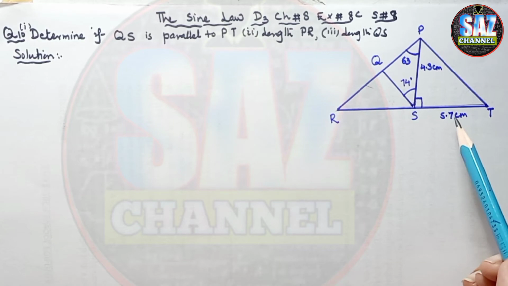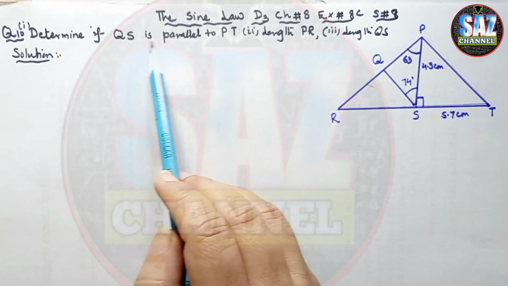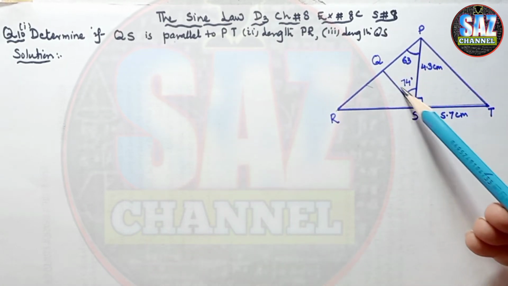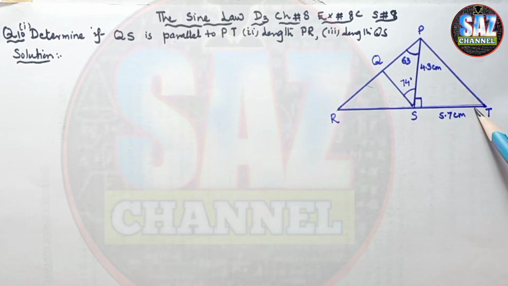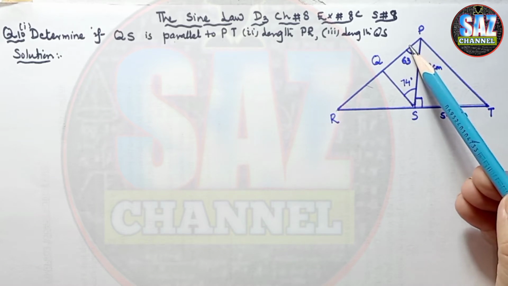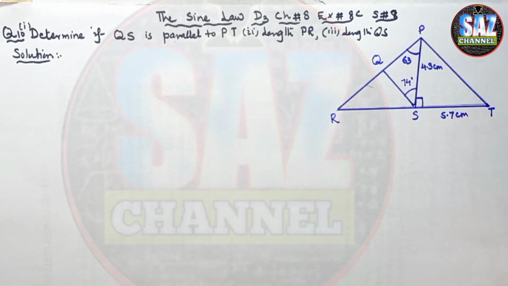The first requirement of the question is we have to determine and decide if QS is parallel to PT. The second is the length of PR, and the third is the length of QS. Okay, let's move to the solution of the question.